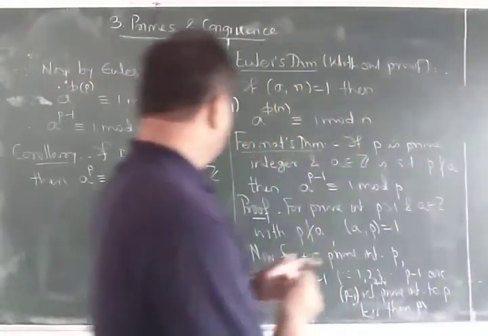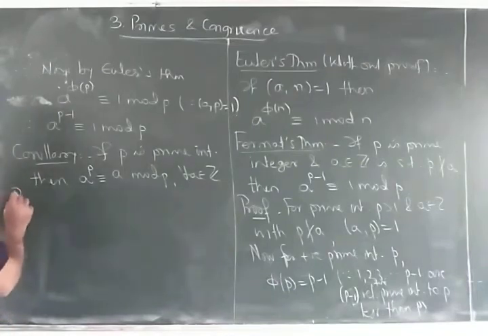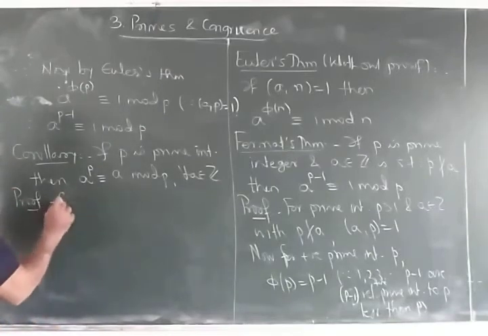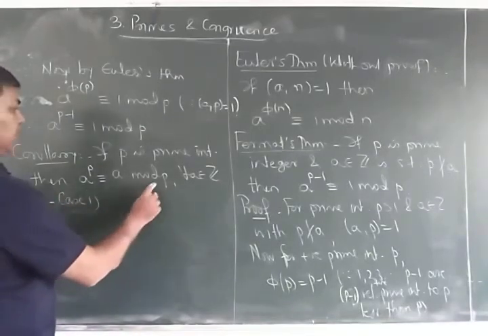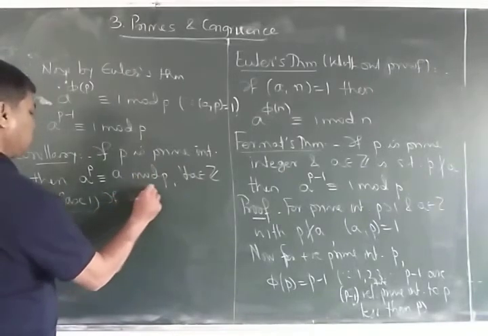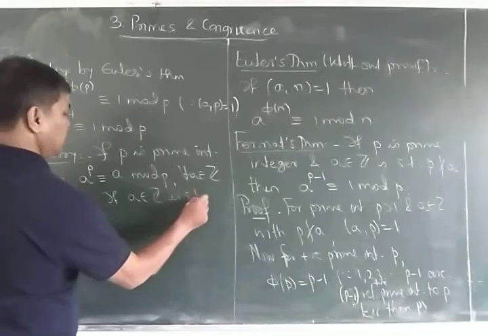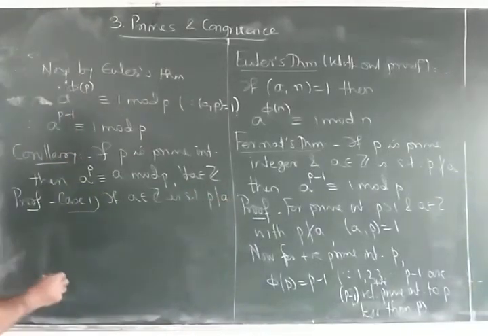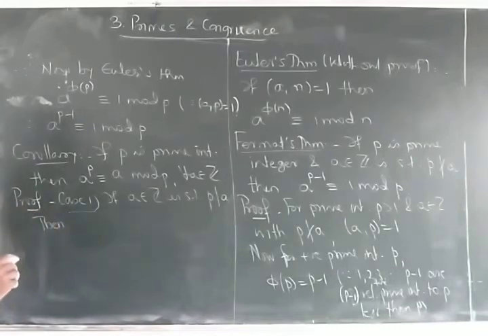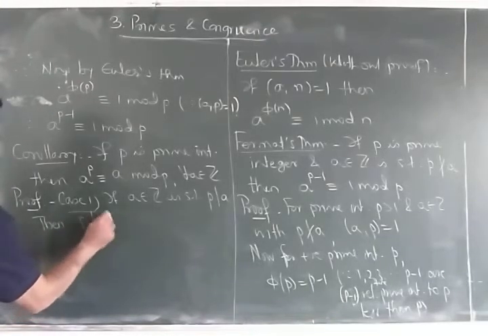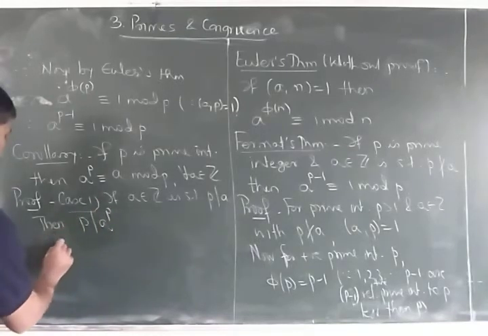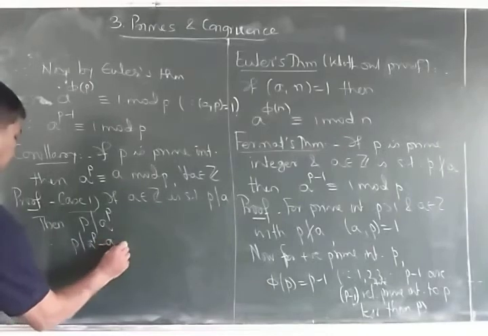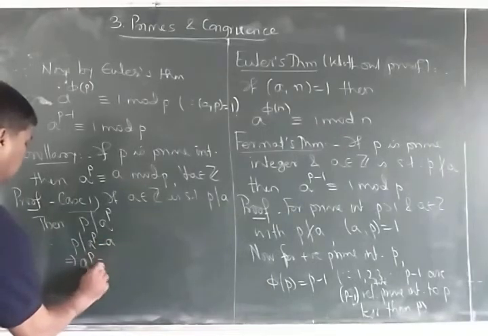So, proof. Case 1: if a belongs to Z is such that p divides a, then p must divide a raised to p, and therefore p divides a raised to p minus a, which implies a raised to p is congruent to a mod p.